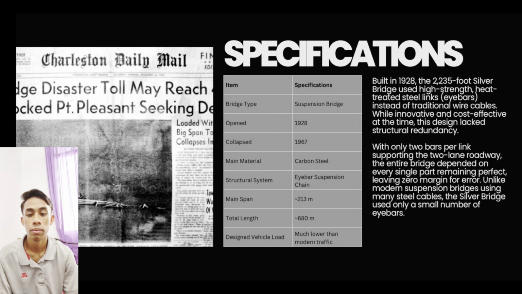However, the Silver Bridge had very little redundancy. Each suspension link consists of only two I-bars. This meant that the failure of a single critical member could severely compromise the stability of the entire structure. In other words, the safety of the bridge depends heavily on every individual I-bar remaining intact throughout its service life. This lack of redundancy would later become one of the key factors that contributed to the collapse of the bridge.